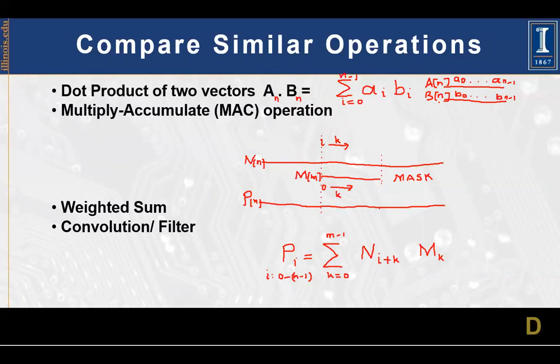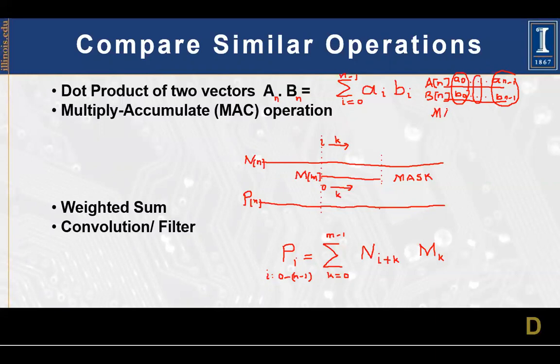When you want to take the dot product, what do we do? We multiply their respective elements. We multiply A0 with B0, then we multiply A1 with B1, A2 with B2, and in the end, An minus 1 with Bn minus 1. So we multiply the respective elements and then add. That is why this is sometimes also called MAC operation, multiply accumulate.